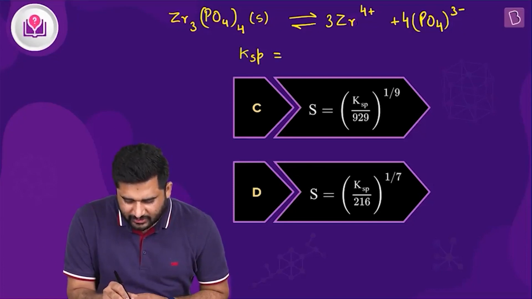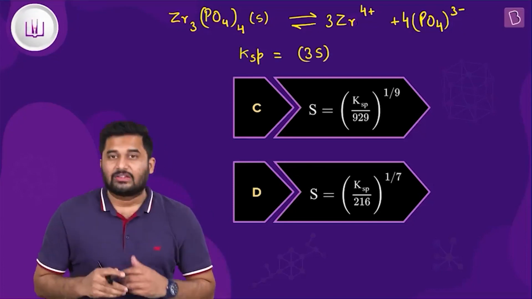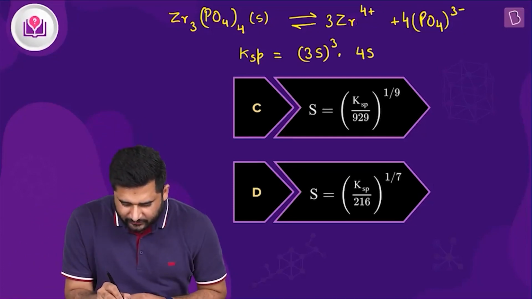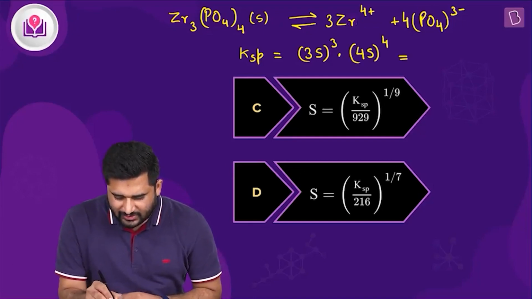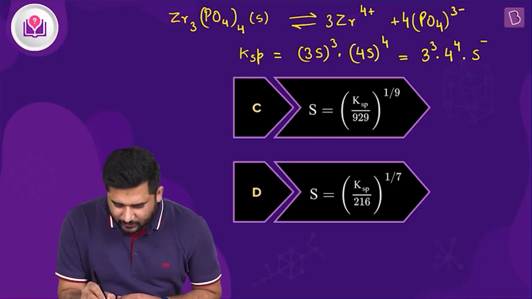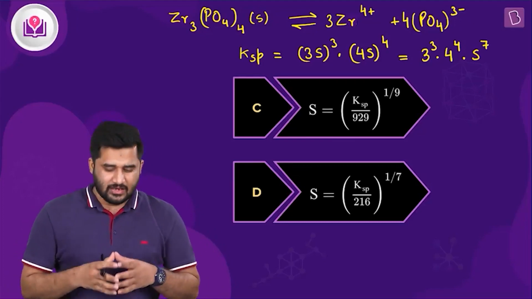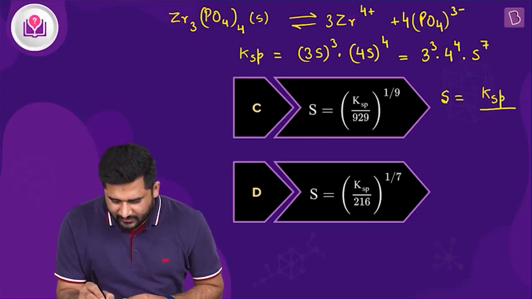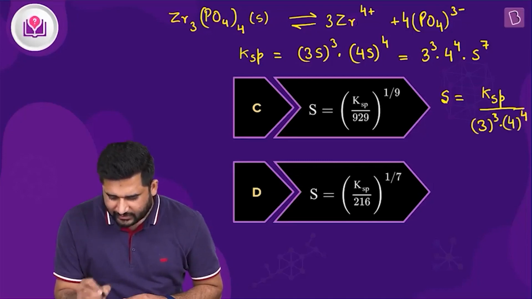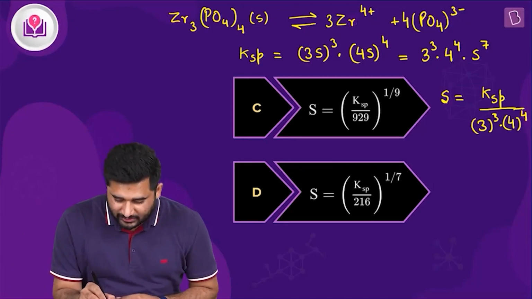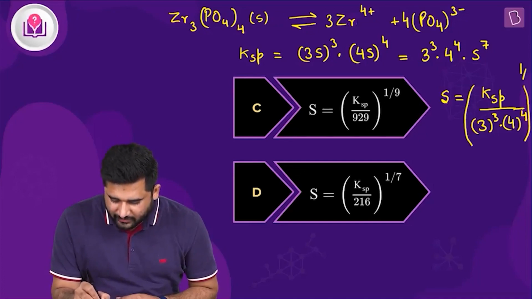Yes. So now if you write the solubility product of this particular salt, then the Ksp for this salt can be written as 3S, which is for the solubility of zirconium ions, raised to power 3, into 4S for phosphate raised to power 4. So now you can see clearly what we will get is 3 raised to power 3, 4 raised to power 4, S raised to power 7, isn't it? This is what we are getting. So now from this we can easily find out the solubility, which will come out to be equal to Ksp divided by 3 raised to power 3, 4 raised to power 4, and yes, let me tell you, it will be raised to power 1 by 7, isn't it?